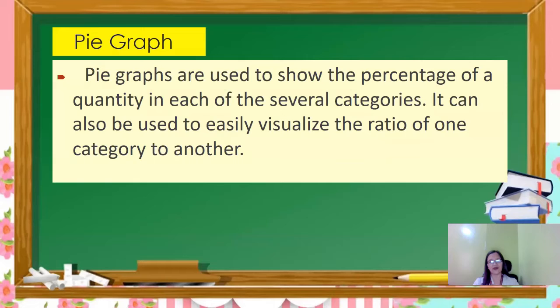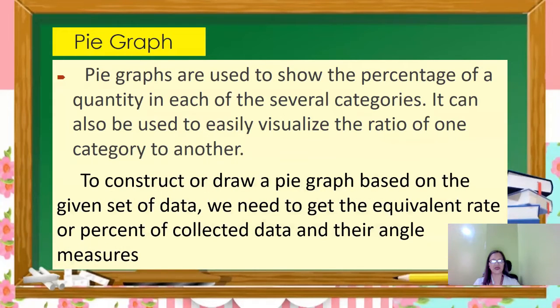Our new lesson is about a pie graph. Pie graphs are used to show the percentage of a quantity in each of the several categories. It can also be used to easily visualize the ratio of one category to another. To construct or draw a pie graph based on the given set of data, we need to get the equivalent rate or percent of collected data and their angle measures.